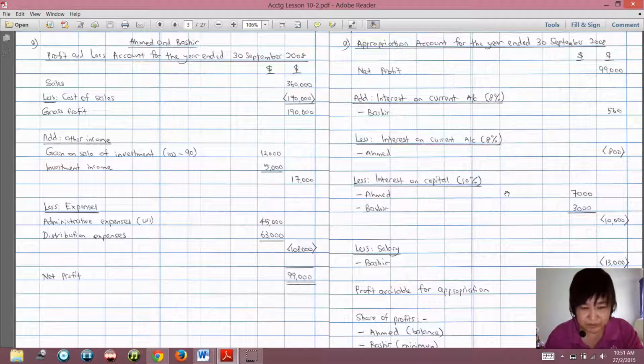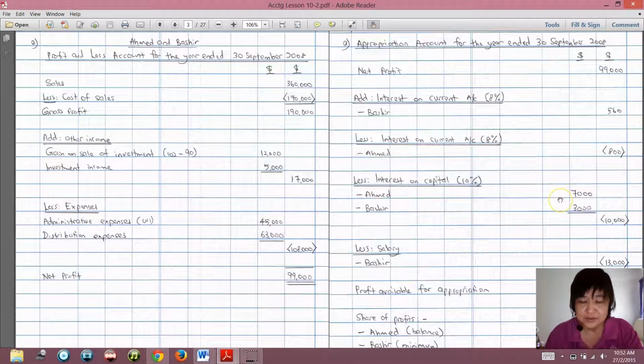Ahmad and Bashir trade in partnership. Their partnership agreement allows 10% on fixed capital account. So you can put less interest on capital first, 10%. Okay, so this one is very easy. Ahmad's capital is 70,000, so 10% is 7,000.